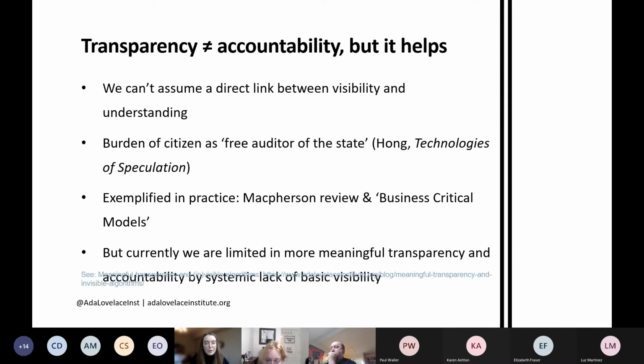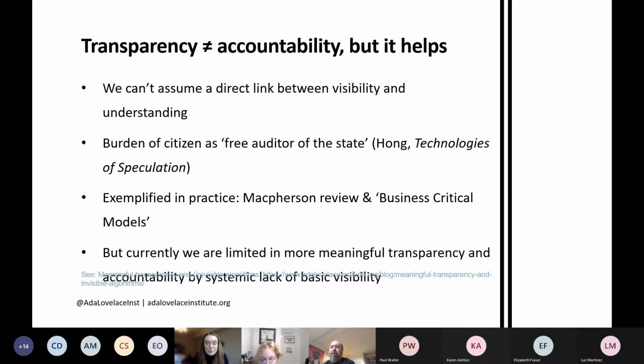And so what we then see is a lot of discussion about transparency, because as I pointed out earlier, a lot of the initial knowledge of a lot of these systems comes through external investigative methods. And so there have been questions about what systems are in use that we might not be familiar with, where are they being used? But I also want to say upfront that transparency does not equal accountability, but it helps. So we can't assume a direct link between visibility and understanding. There's a lot of fair critiques around the burden of the citizen as a free auditor of the state, by saying that it's possible to access information about these systems doesn't necessarily mean that there's a clear and truly meaningful, transparent process through to the end subject of those decisions.